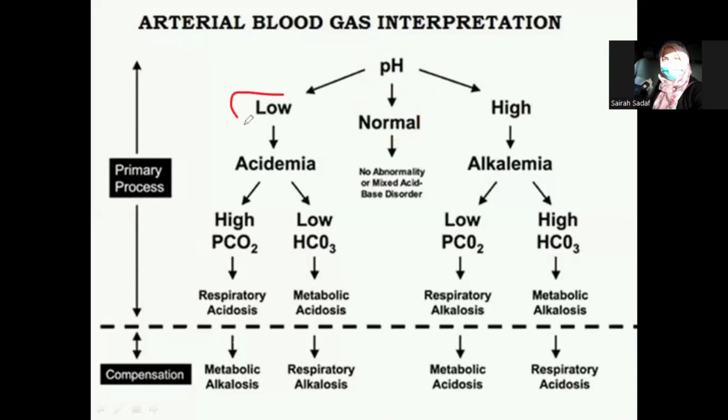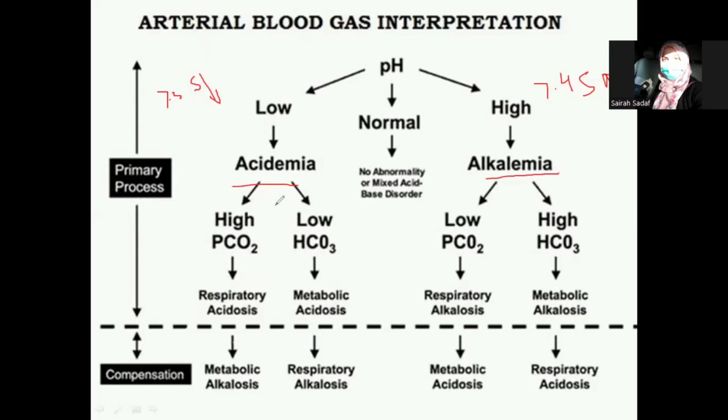So pH is either low or high. If it is low, you know it's acidemia. And when pH is high, high means it's more than 7.45. Low means it's below 7.35. So low is acidemia, and when pH is high, it's alkalemia.